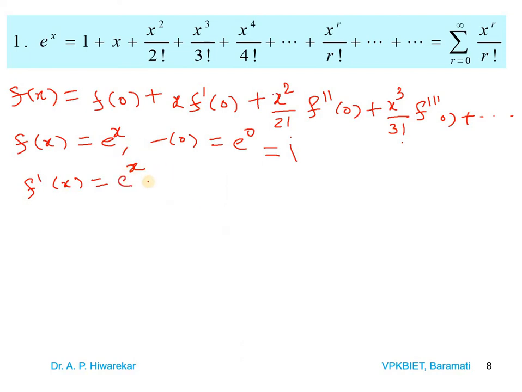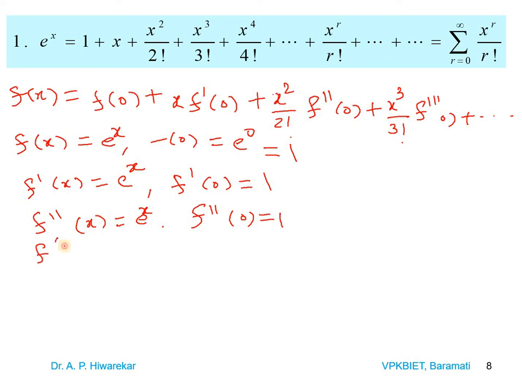So it is also e power x. So what is f dash of 0? f dash of 0 will also be 1. The second derivative of e power x will again be e power x, so f double dash of 0 is also 1. If you find the nth derivative f n dash of x in this way, that is also e power x. So f n dash at 0 will also be 1.